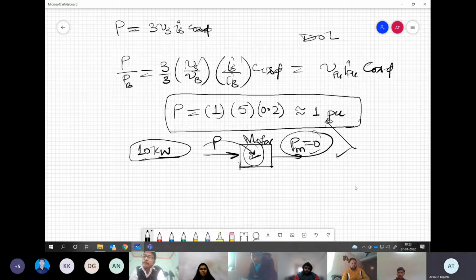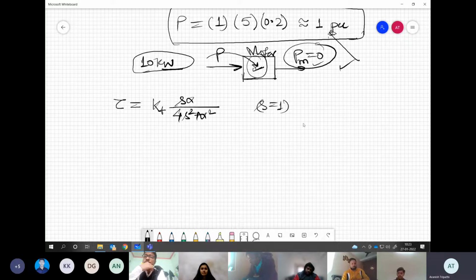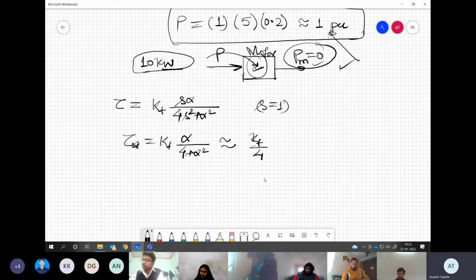So this is the thing, right? Now, what happens to the torque? This is another important factor. We must know what is happening with our torque. This is the general expression. Here we have to insert S equal to 1. So tau starting is basically kT times of alpha by 4 plus alpha square, which roughly you can say is kT by 4. Understanding my point? Okay, alpha is also there, sorry.